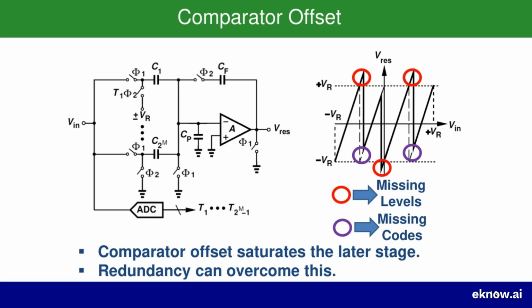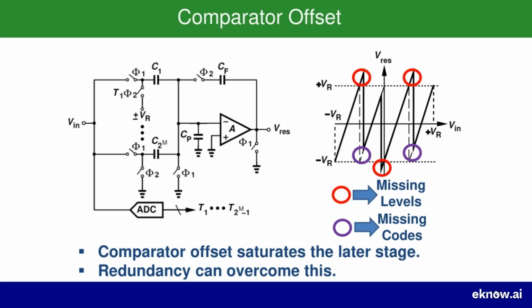The first is missing levels, highlighted by the red circles. Because the residue voltage is clipped, certain analog values are simply lost. They never get created and passed down the pipeline. You've lost that piece of information forever.